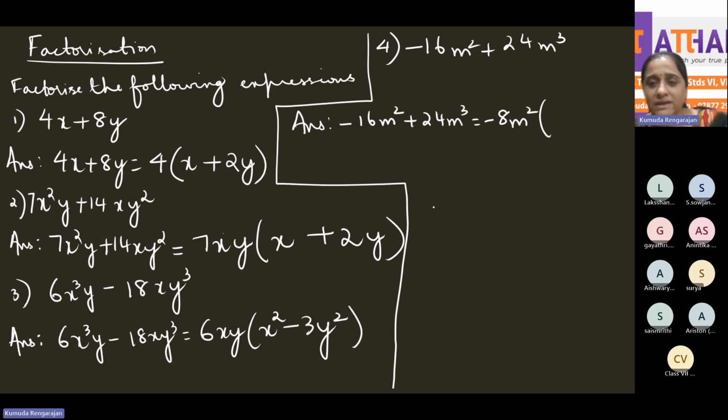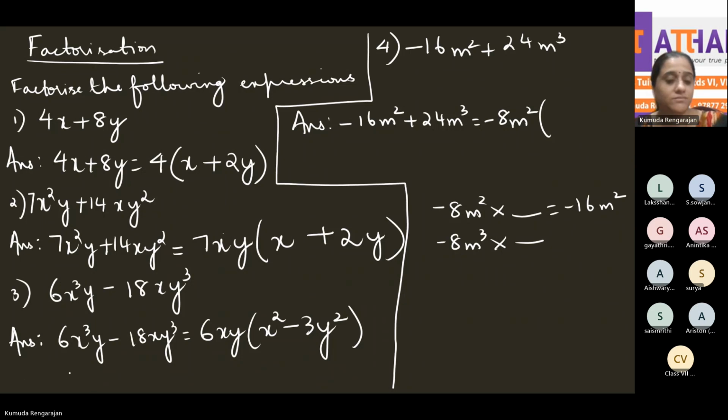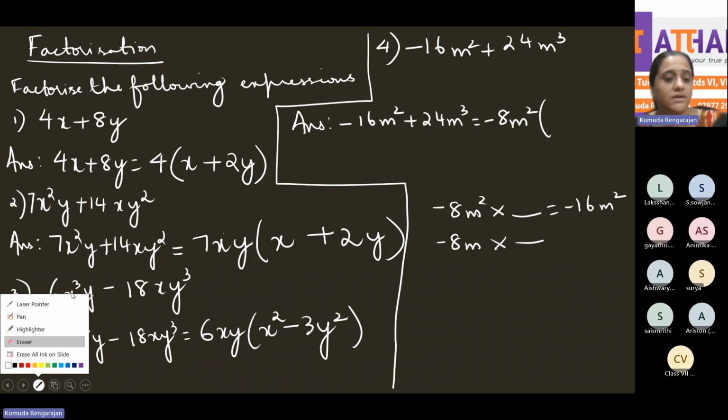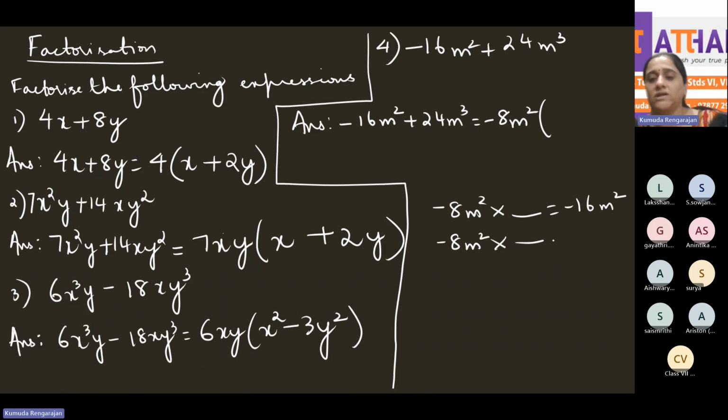Now minus 8m squared into what will give you the first term, minus 16m squared? Again minus 8m squared into what will give you the second term, 24m cubed? This is what you'll have to do. Minus 8m squared is common, right? So minus 8m squared into what will give you the first term minus 16m squared, and again minus 8m squared into what will give you 24m cubed. That's all.